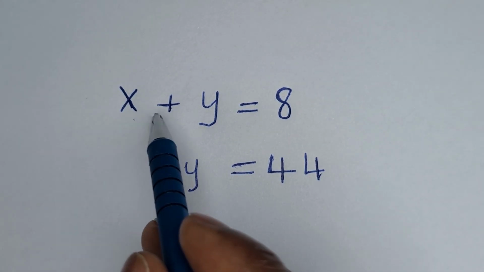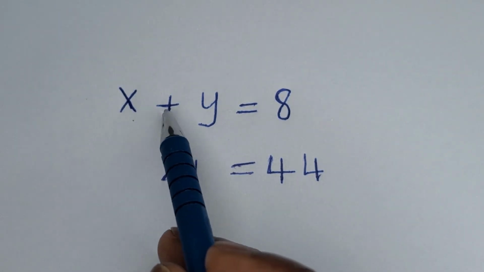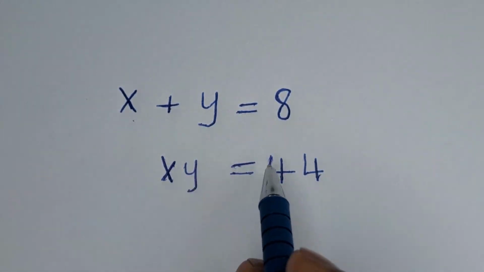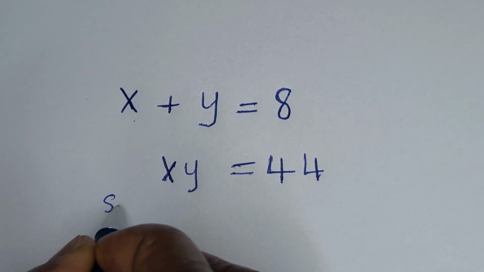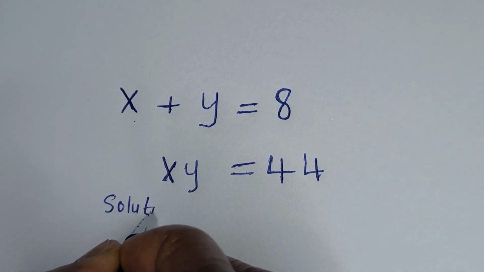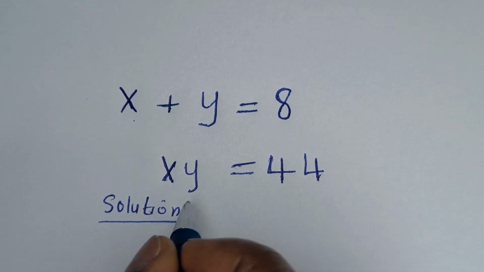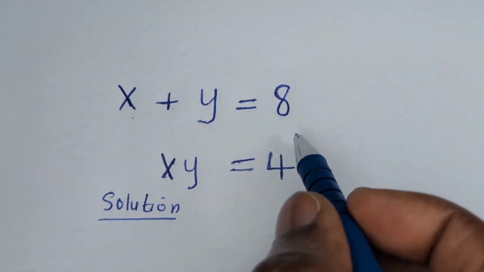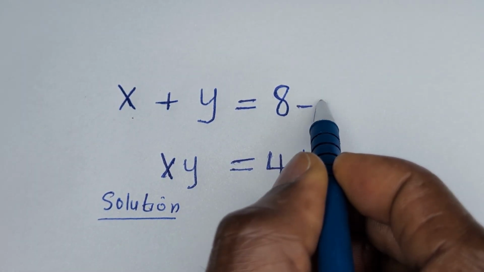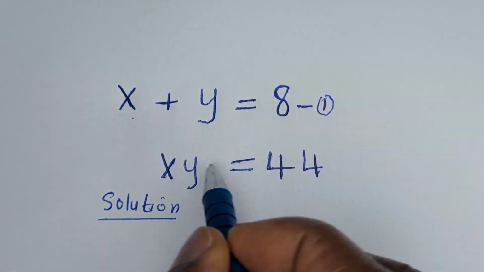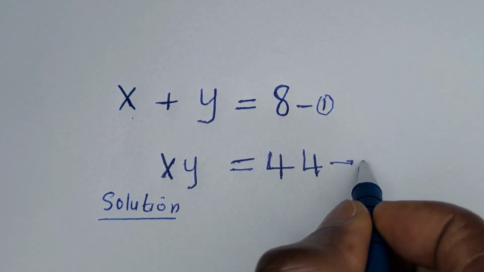Hello, how to solve for s and y in this equation? s plus y is equal to 8, sy is equal to 44. Solution. s plus y is equal to 8. Let us call this equation 1. sy is equal to 44. Let us call this equation 2.